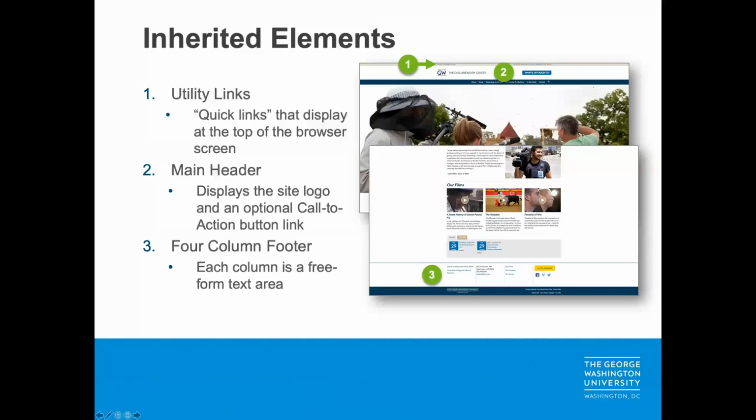And all 3 of these elements, from the utility links, the main header, and that 4-column footer, will display the same way across every page on your website. And when you need to make an edit on the back end of your site, you just have to find that one main header or that one set of utility links or that one 4-column footer, make whatever change you need to make, and then it's going to populate across your entire website. You don't have to go page to page to page and change it on every single page. Any questions about that?